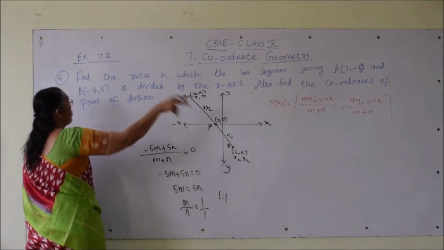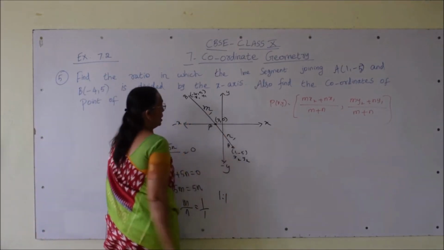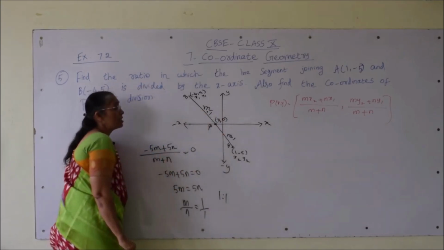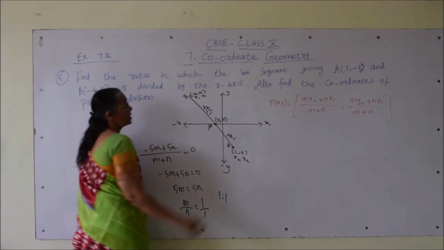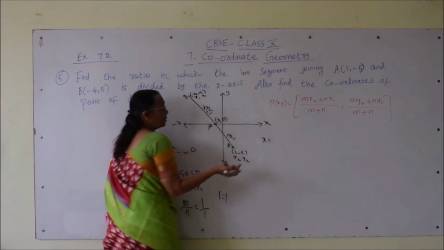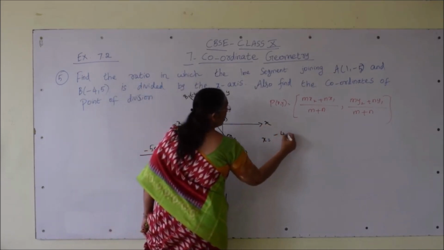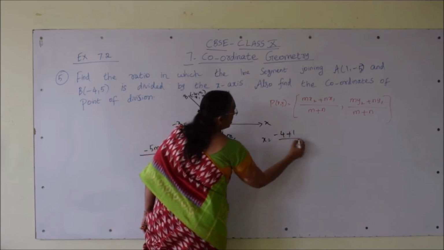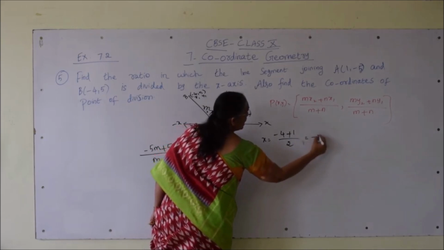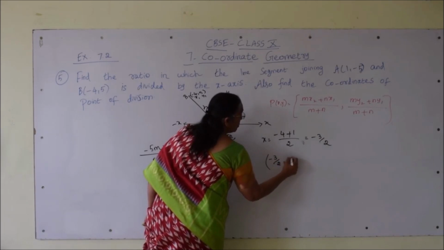And also find the coordinates of the point of division. So here we got the 1:1 ratio. For this point the y coordinate is already 0, so we have to find only the x coordinate. Since it is the midpoint, directly I can use (x1 + x2)/2. Minus 4 plus 1 divided by 2 is the x value, which is minus 3 by 2. So the coordinates are (minus 3/2, 0).